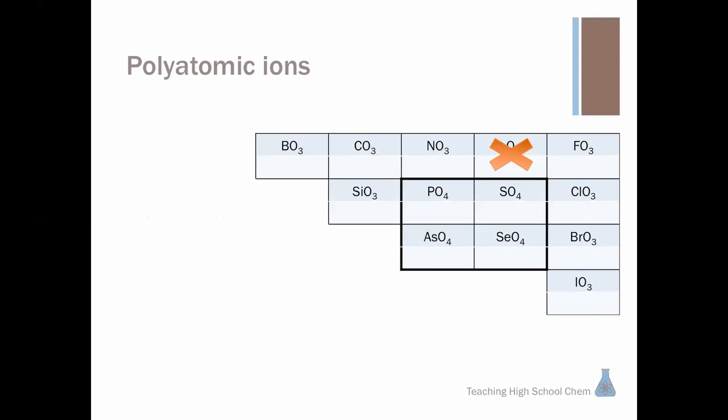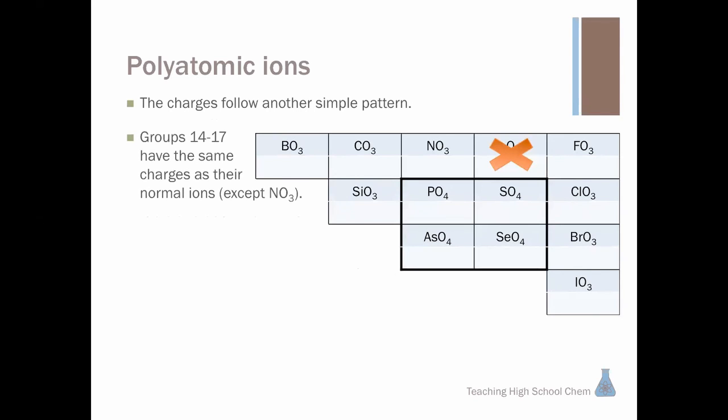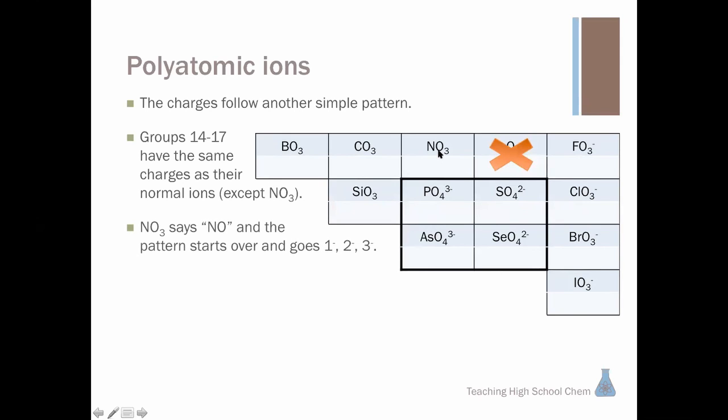All right. So that's the oxygens. Now the charges. The charges also follow a simple pattern. Groups 14 through 17 follow the charges that they would normally have in that group. Phosphide would be 3 minus, so phosphate's 3 minus. Sulfide would be 2 minus, so sulfate is 2 minus. And same, group 17 is 1 minus, so it goes 1, 2, 3 until you get here. And then the way I was taught to do this is nitrate says no, good old NO there, it says no. And then the pattern starts all over again. 1, 2, 3. I had one other student who said, well, what he's saying is he's saying I'm number 1.